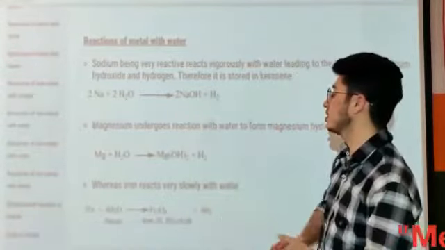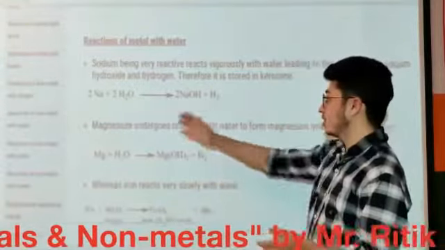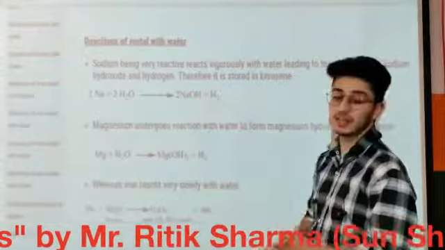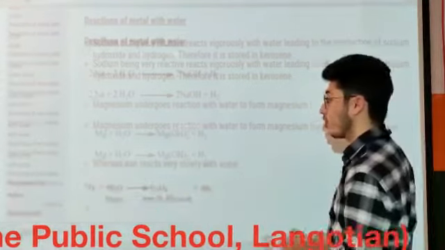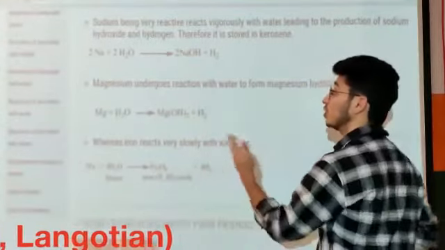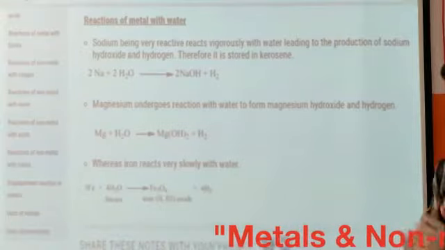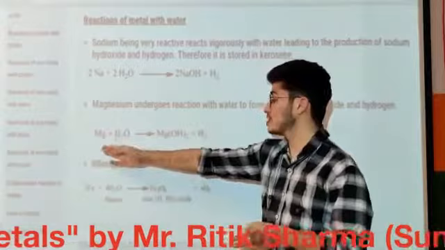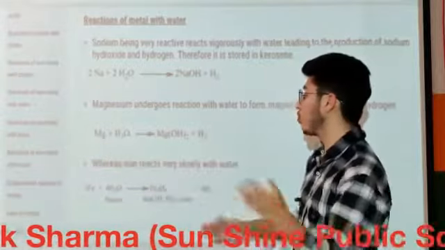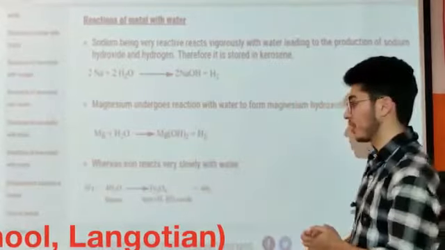So let's see the reaction. Here's the sodium. It reacts with water. And what does it form? Sodium hydroxide and liberates hydrogen. Also, magnesium undergoes a reaction with water to form magnesium hydroxide and liberates hydrogen. Here's the reaction. Magnesium is reacting with water to form magnesium hydroxide and liberating hydrogen.